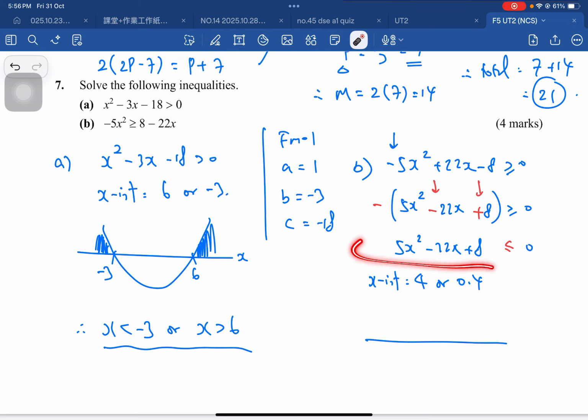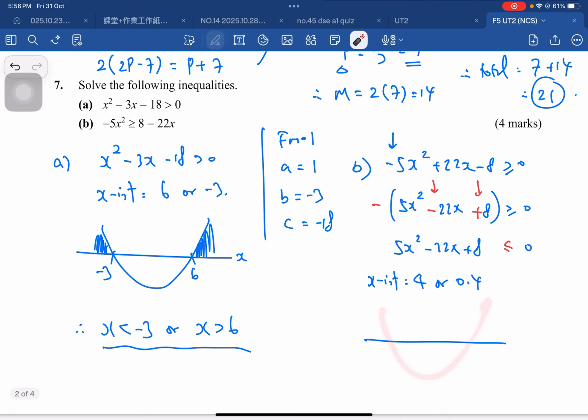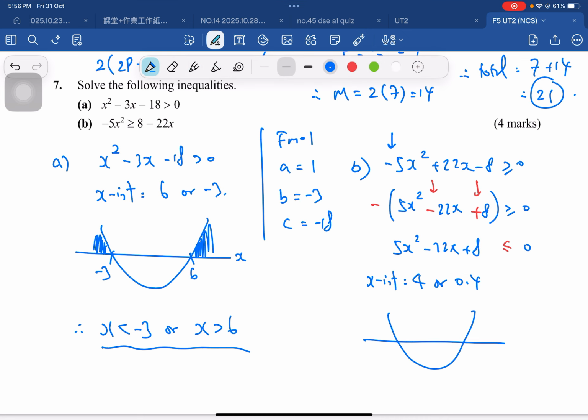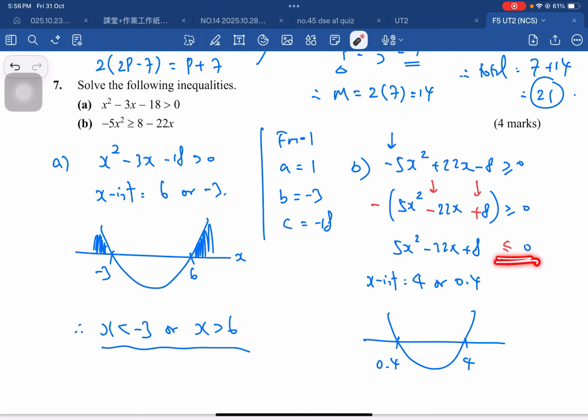So this time I look at this one, isn't it? The coefficient of x squared is greater than 0, so it's still an open upward curve. So open upward, but I have two x-intercepts, which are 0.4 and 4 respectively. And I want something smaller than 0. Remember, on the x-axis, when it is above the x-axis, it's going to be greater than 0. When it is underneath the x-axis, it's going to be smaller than 0.